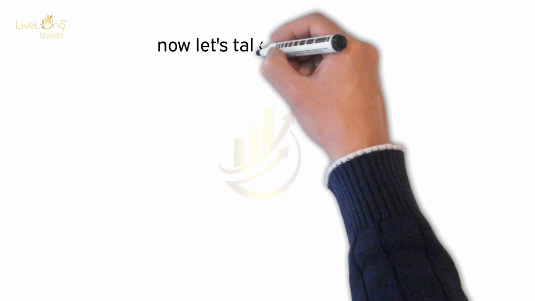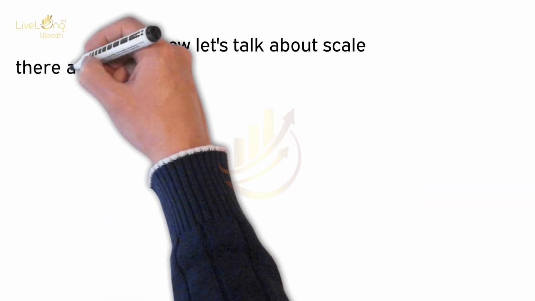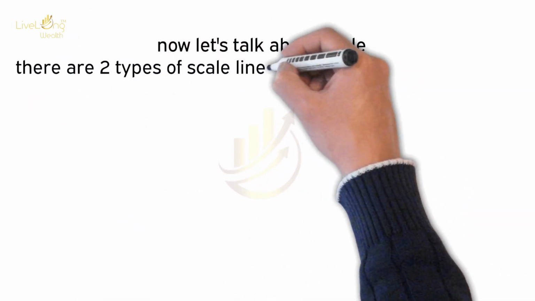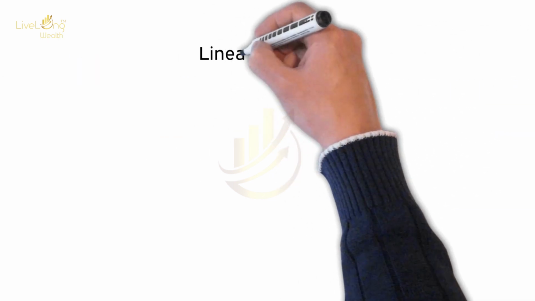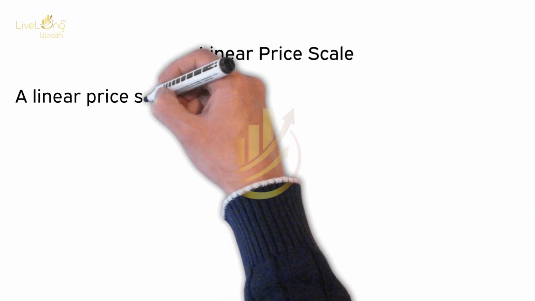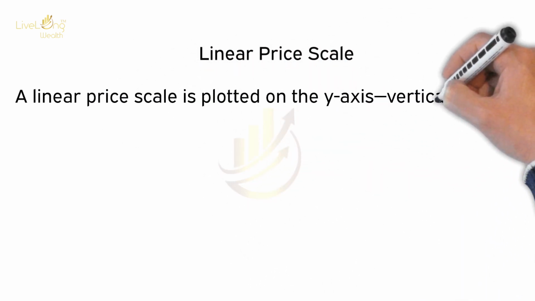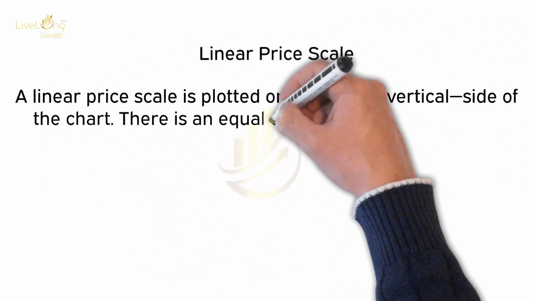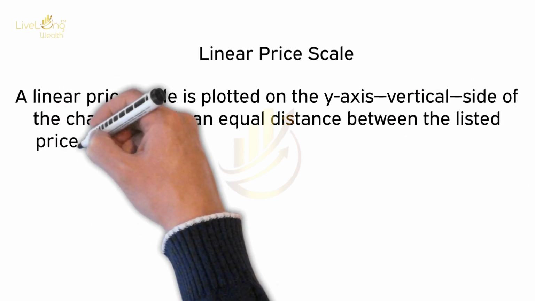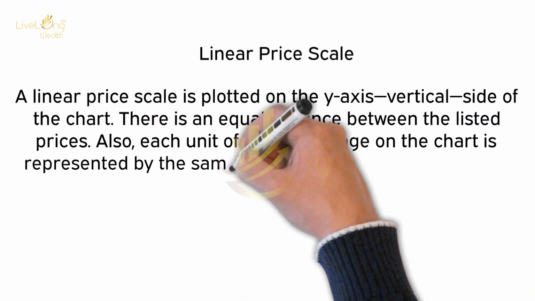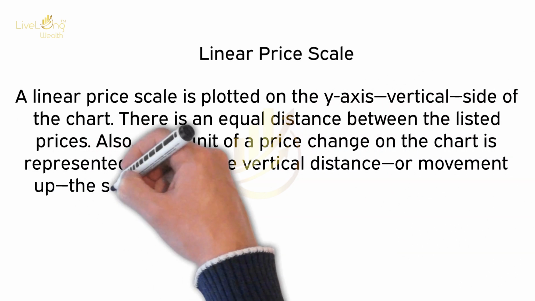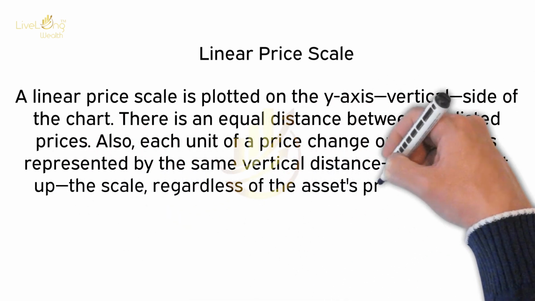Now let's talk about scales. There are 2 types of scales: linear scale and logarithmic scale. Linear price scale. A linear price scale is plotted on the y-axis, the vertical side of the chart. There is an equal distance between the listed prices. Also, each unit of a price change on the chart is represented by the same vertical distance or movement up the scale, regardless of the asset's price level when the change happened.